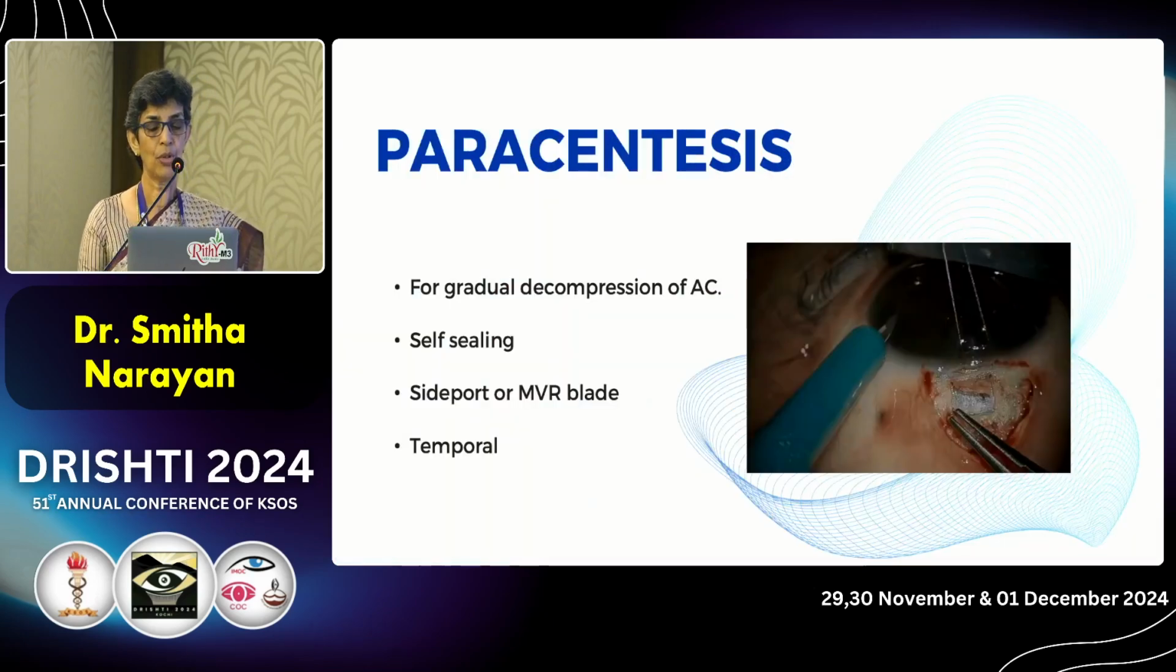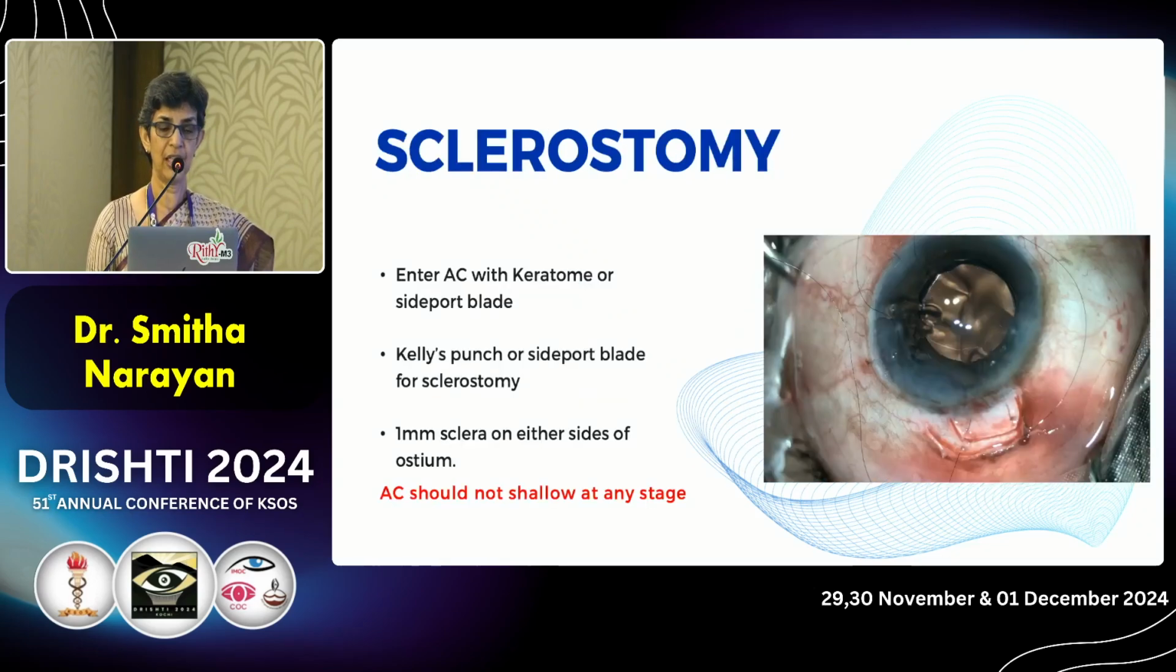The next important step is the paracentesis. A side port blade or an MVR blade can be used to perform a paracentesis about 45 to 90 degrees from the main trabeculectomy site. This not only allows for a gradual decompression of the anterior chamber, it also allows for the various instrumentations or drugs which can be used to keep the anterior chamber maintained. And it should be created in a self-sealing fashion.